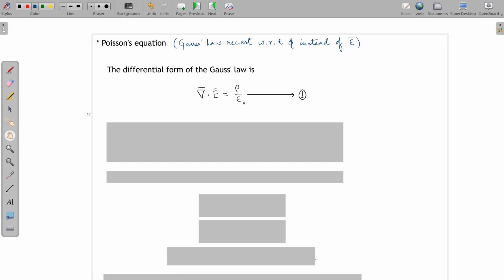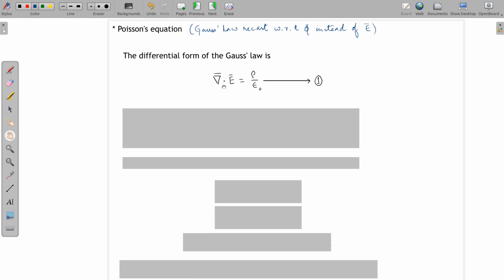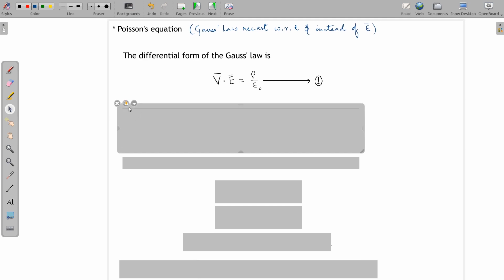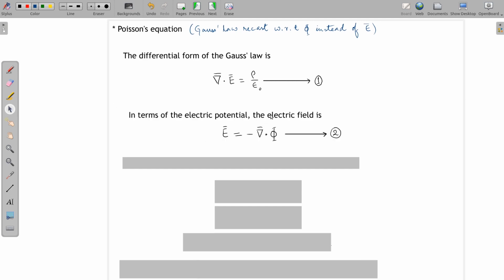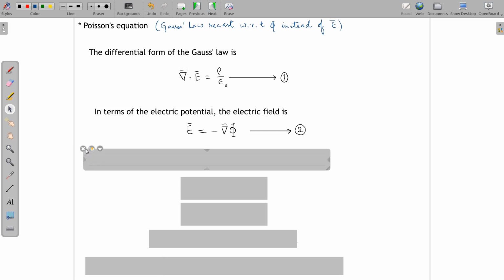The differential form of the Gauss law, which we had discussed in one of the previous lectures, is divergence of E equal to rho by epsilon naught, which is equation number 1. Then it's just two steps. In terms of the electric potential, the electric field is E equal to minus gradient of phi. Oops, sorry, my mistake. Let me correct this. This should not have been divergence, it should be gradient, which has been corrected now. So in terms of the electric potential, the electric field is given as this. Now you can guess the next step.